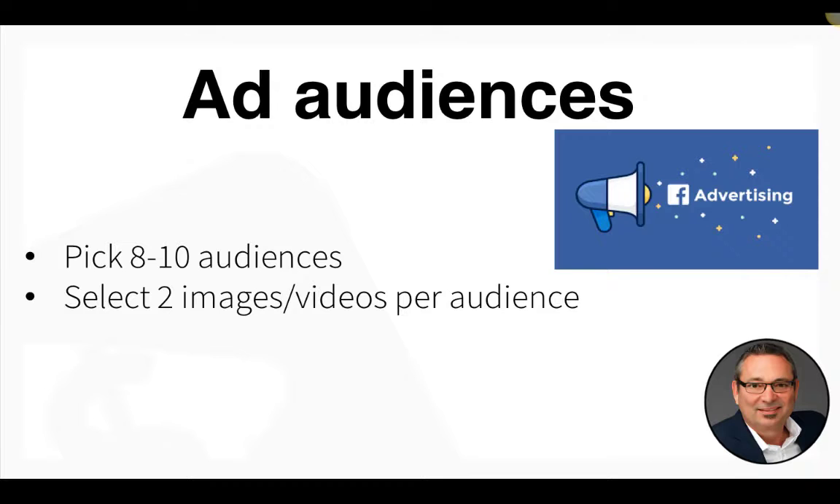You don't put different images in the other audiences because you wouldn't be able to test it that way. It has to be consistent. So you've got 8 to 10 audiences, 2 images per audience. All the text is going to be the same on every single ad, or image and video, or 2 videos per audience. That's going to give you 16 to 20 ads.